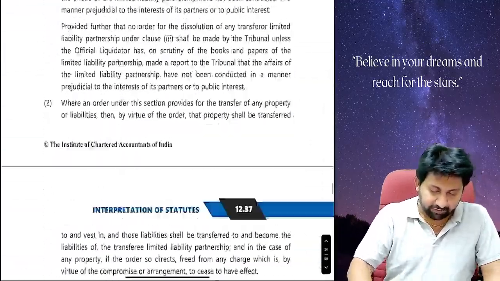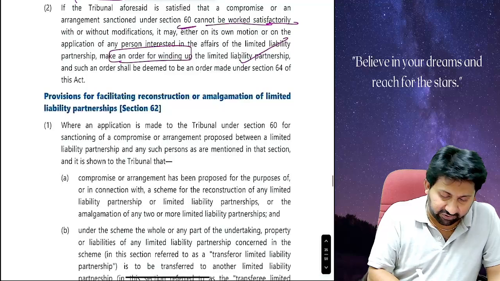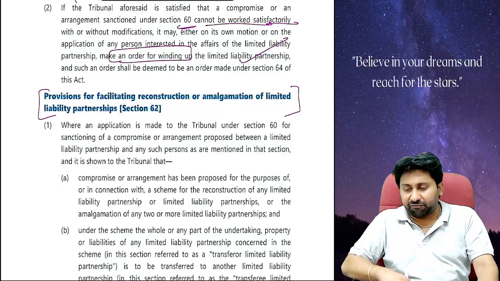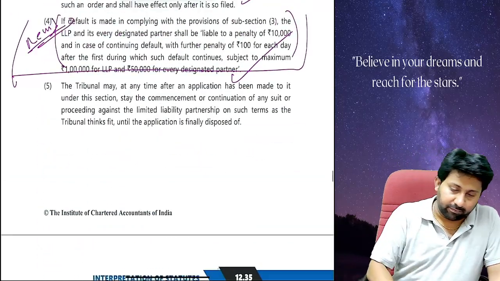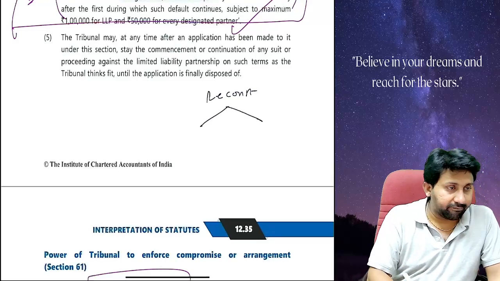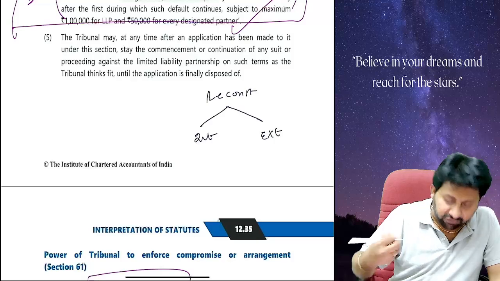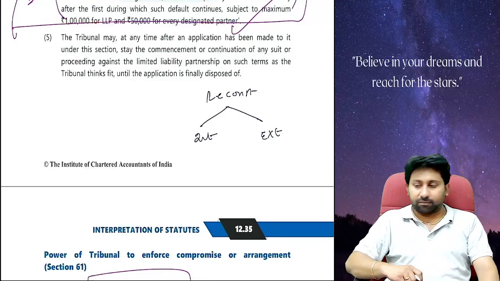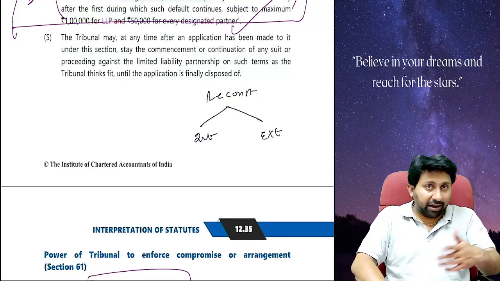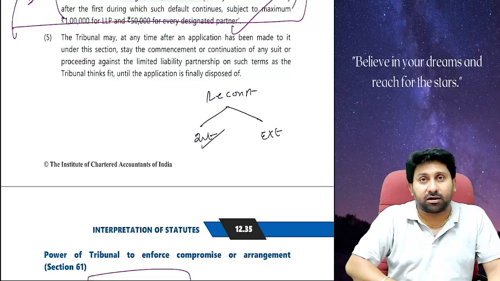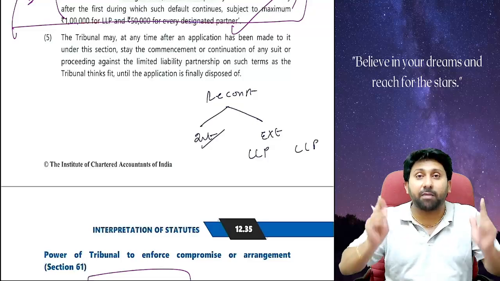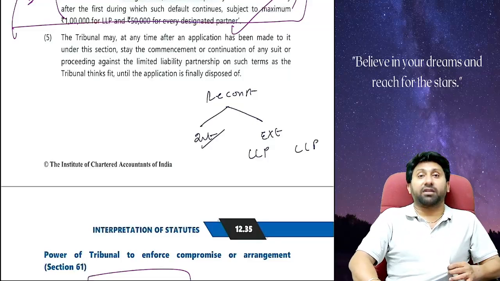Next. This is the last section for this. What is the section? Amalgamation of LLP. What is this? First, let me tell you certain things. Reconstruction is of two types: internal reconstruction and external reconstruction. What do you mean by internal reconstruction? Just now we saw the creditors and partners concept, those are called internal reconstruction. If one LLP goes for a merger or amalgamation with another LLP, we call it an external reconstruction.